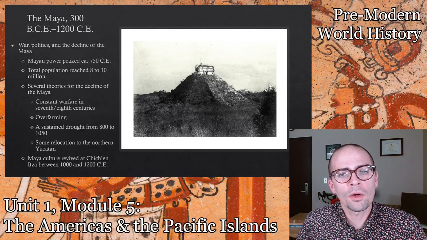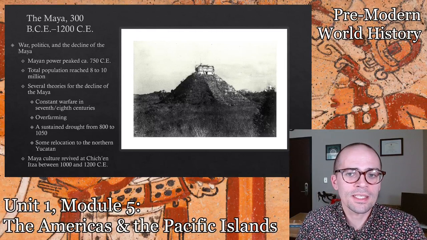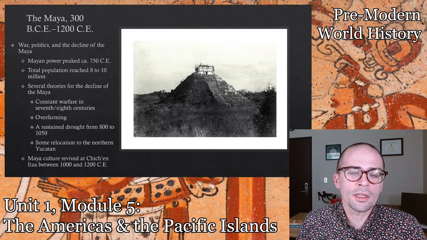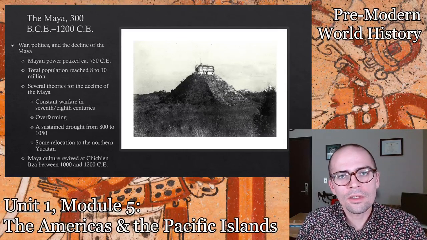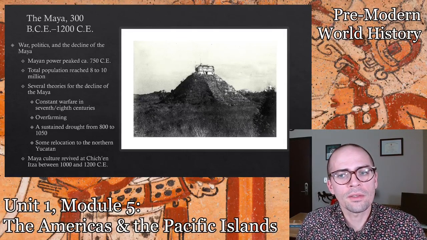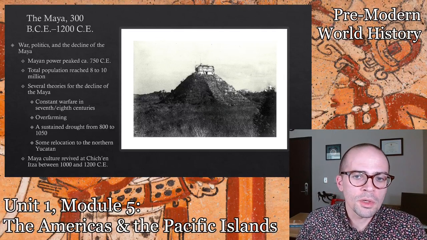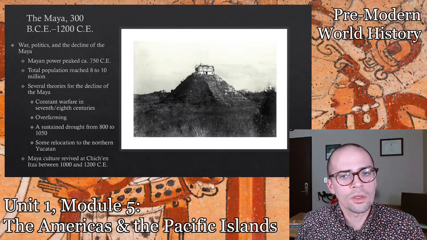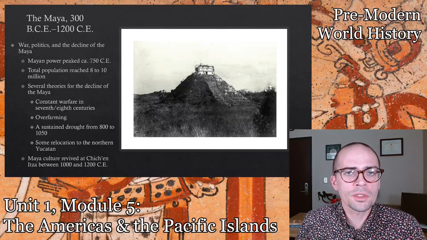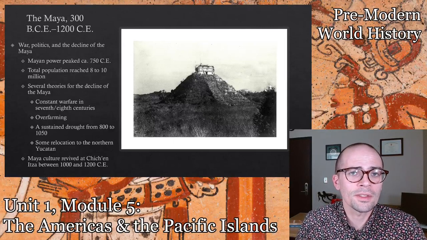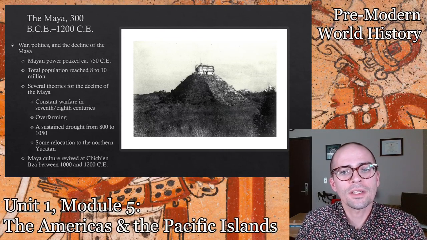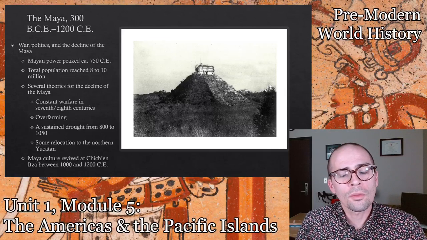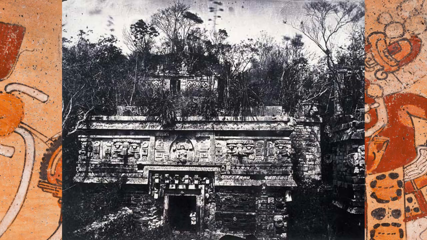Peak Mayan power was sometime around 750 CE, when they would have had a population of about 8 to 10 million people. Around the year 800, however, we enter a period of decline. Maybe it was too much war, maybe it was prolonged drought, it's possible they ran out of resources, it's possible people just got tired of this and eventually walked away. Between 910 and 1500, Maya culture emerged again in a place you've heard of, probably Chichen Itza, northern Yucatan area.